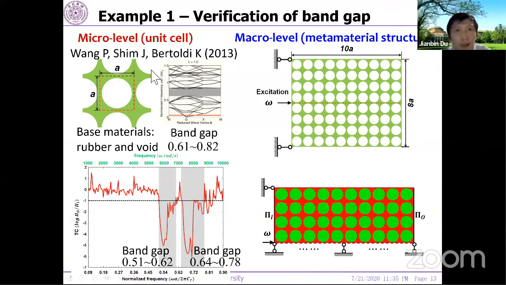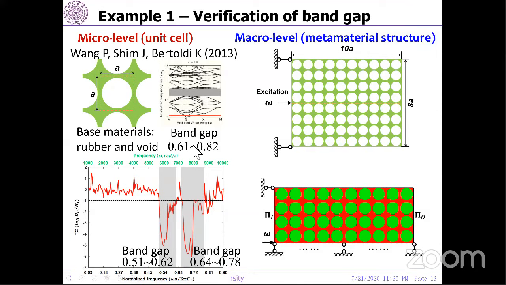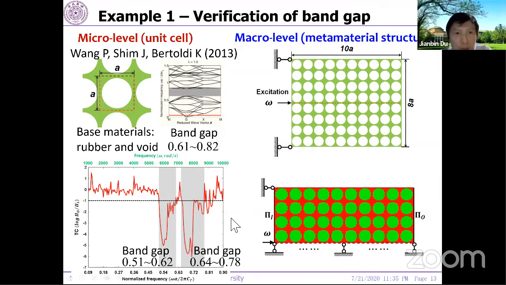Yes. No problem. Okay. The picture on the upper left side is the band gap obtained by using the traditional method. It's from the literature by Wang, Shim, and Bertol. You can see the band gap calculated is from 0.61 to 0.82. The picture on the left lower side is our calculation result. We find the band gap in a similar area, but there is some difference in the values.